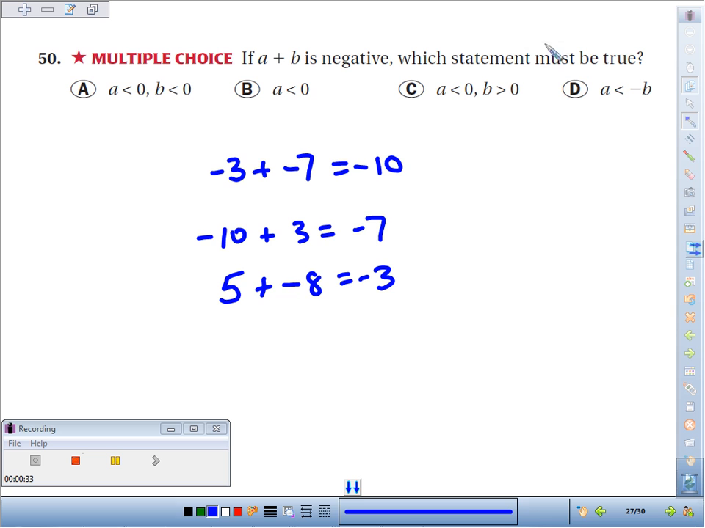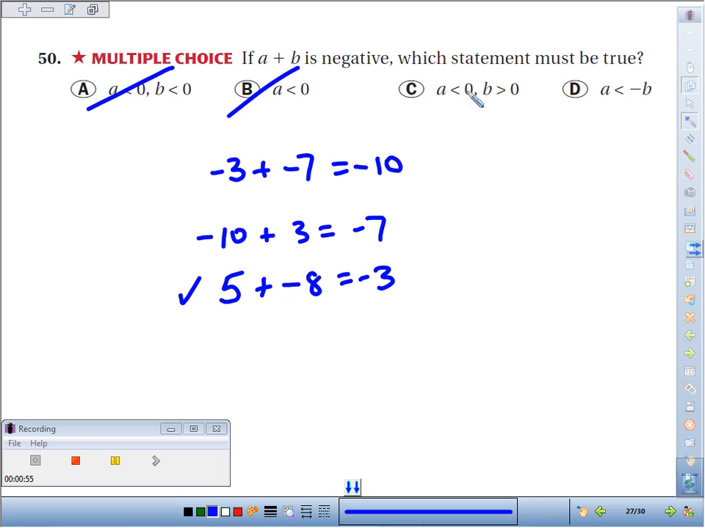Which statement must be true? Does a have to be less than 0? Well, here's an example where a is not less than 0. So that one's out. Does a have to be less than 0? Again, here's an example where a is greater than 0, but since b is more negative, it ends up in a negative result. So this one doesn't have to be true.